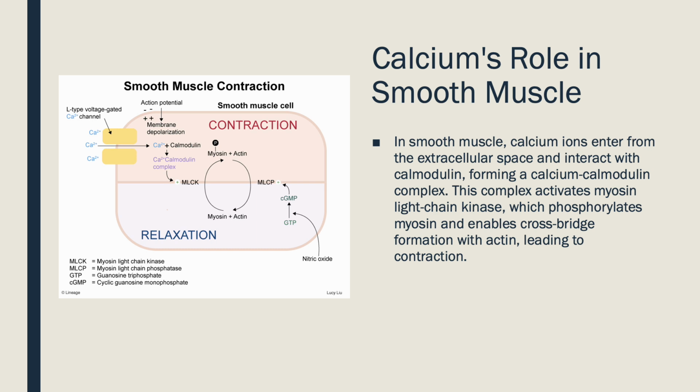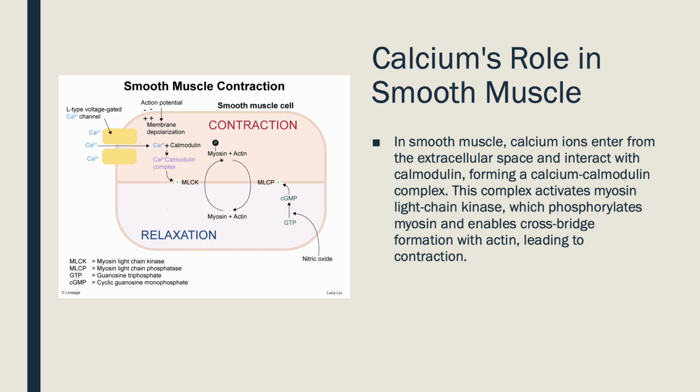So when the complex activates myosin light chain kinase, it will add a phosphate group to the myosin heads, and this changes their function and allows them to form that cross bridge with actin and initiate muscle contraction.